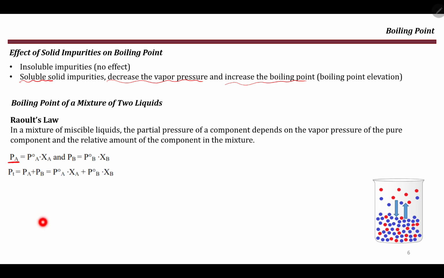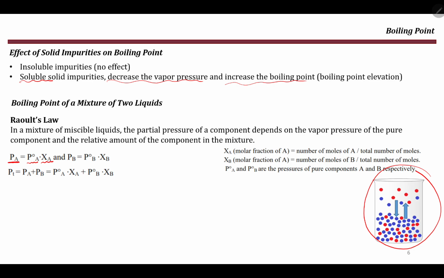So the pressure of A in this mixture equals the pressure of pure A times XA, where XA is called the mole fraction. It's equal to the number of moles of A divided by the total number of moles found in the whole mixture. And the pressure of compound B equals the pressure of pure B times the mole fraction of B, which is the number of moles of B divided by the total number of moles.